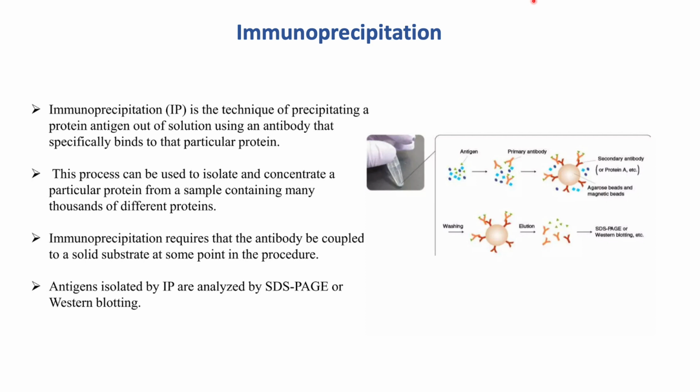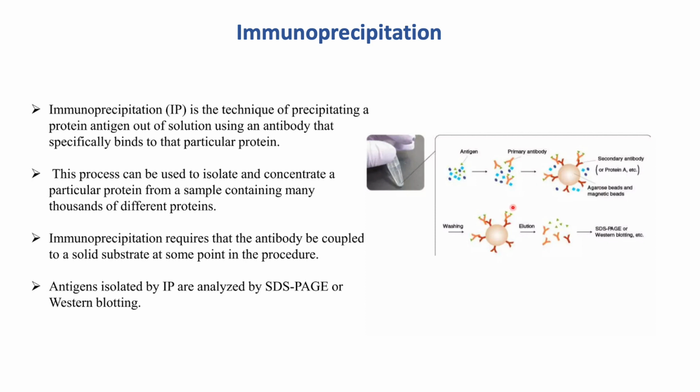So that's it about immunodiffusion assays, which is characterized by the formation of a precipitation line as a result of antigen-antibody interaction. And then one of the other options was the immunoprecipitation assay. So what is this? Although the name suggests that precipitation is formed, this is not the answer to our question. So immunoprecipitation is the technique of precipitating a protein antigen out of a solution using an antibody that specifically binds to that particular protein.